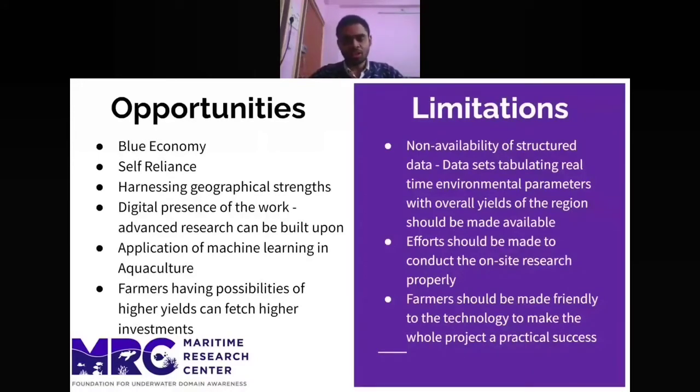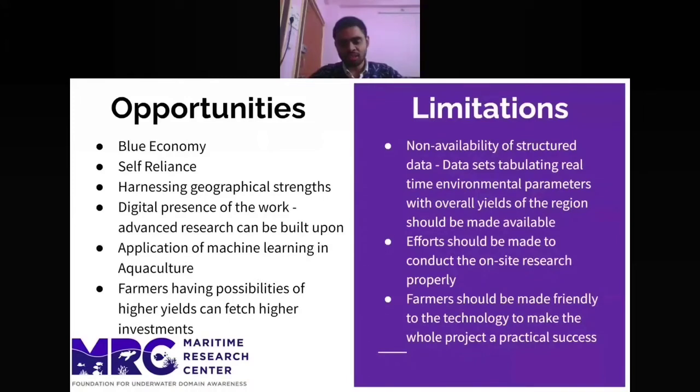The main limitation in this whole research was the non-availability of structured data, because the data is available somewhere, but it is not structured. For any research this is important, because various researches today employ neural nets to formulate the models, but we don't have that at our disposal. So we have to use curve fits with only a small amount of data. So there might be some error, which could be removed if some effort were made to conduct on-site research that can get us more data.